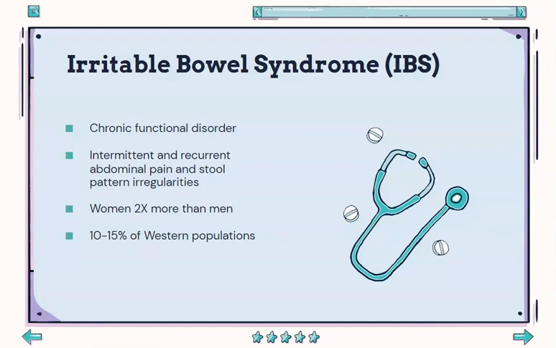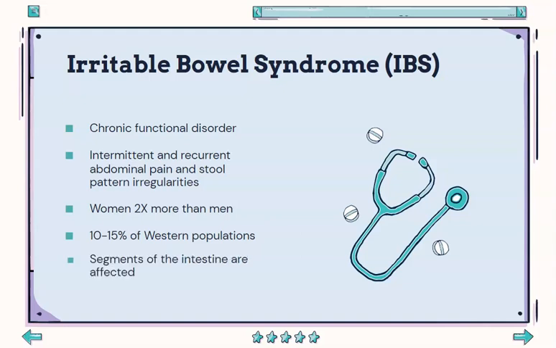Moving on to irritable bowel syndrome. These are chronic functional disorders. So this is the way that the bowels will actually work, sometimes having that intermittent or recurrent abdominal pain. And then they will have a lot of stool irregularities. They'll go from constipation to diarrhea and then back to constipation, or some normal bowel habits. So they'll have normal bowel movements in between. With IBS, women are 2 times more likely than men to develop IBS. And then it's fairly common in our Western populations.